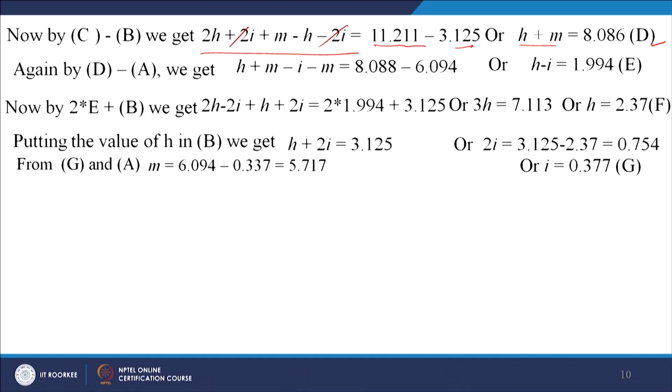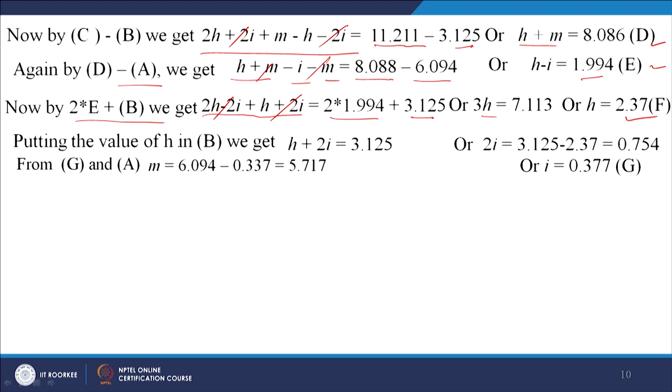Again another operation, if we do D minus A, then we can get H plus M minus I minus M, that is equal to 8.088 minus 6.094. So, this minus this equal to this one, and here again M cancels. So, H minus I is equal to this one, another expression we are giving, that is E. Another step, if we follow 2 into E plus B, then we get this plus this equal to this plus this, the 2I cancels, 3H equal to this one, H equal to 2.37. So, another expression we are getting, that is F.